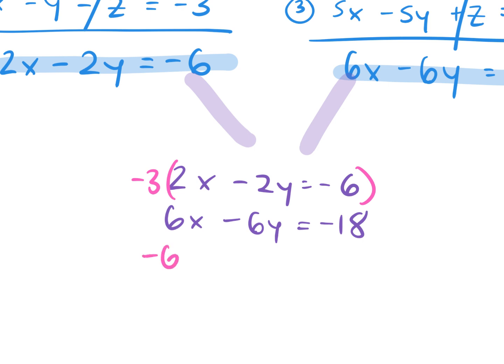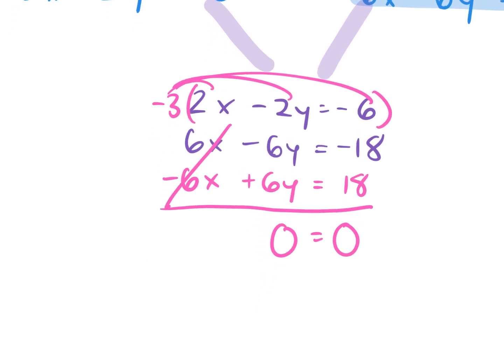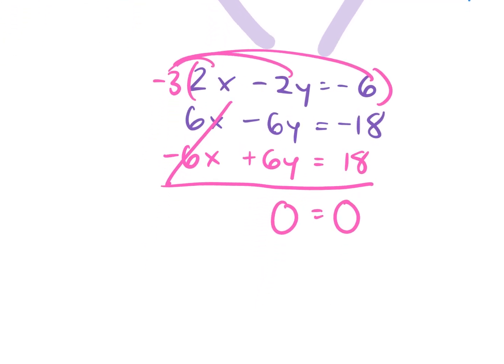So it turns into negative 6x plus 6y is equal to positive 18. Do the x's cancel? Yep. What's negative 6y plus 6y? 0. What's negative 18 plus 18? 0. Does 0 equal 0? So what's our answer? Infinitely many solutions.